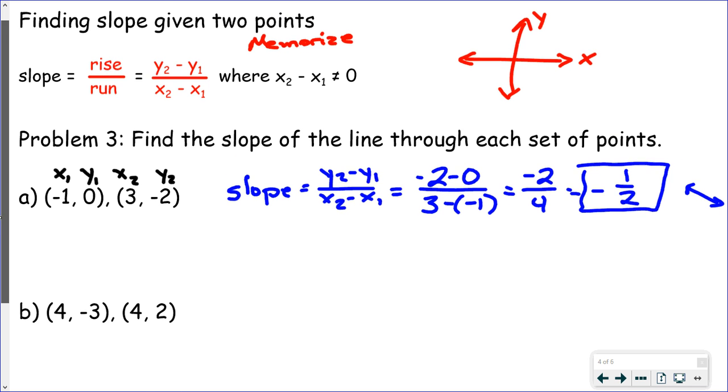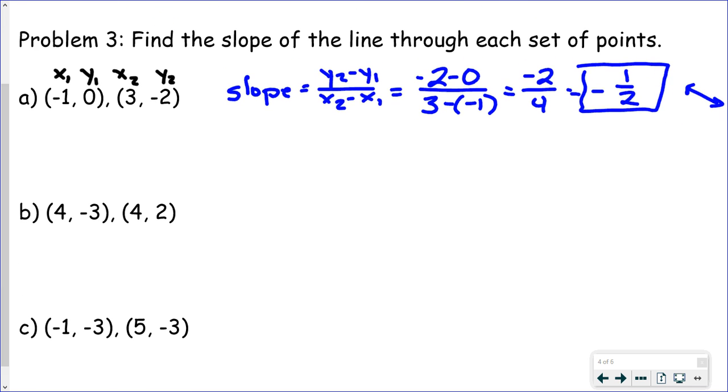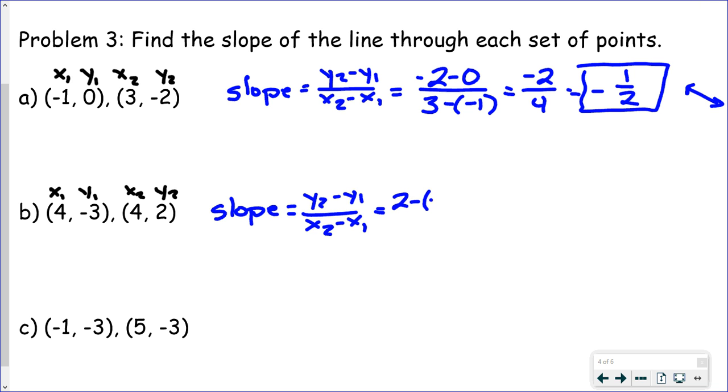All right, so same thing on this next one. I'm going to start off by labeling these x1, y1, x2, y2. The most common mistake is people not doing this step and then getting confused when they plug in the numbers and they don't plug them in right. So the slope, again, is equal to y2 minus y1 over x2 minus x1. So that's 2 minus negative 3 over 4 minus 4.